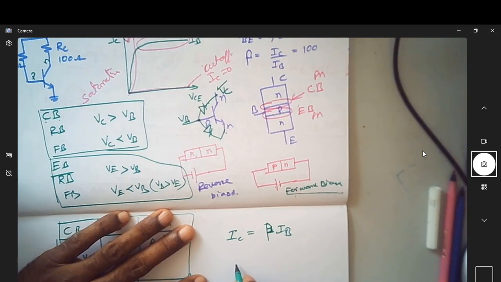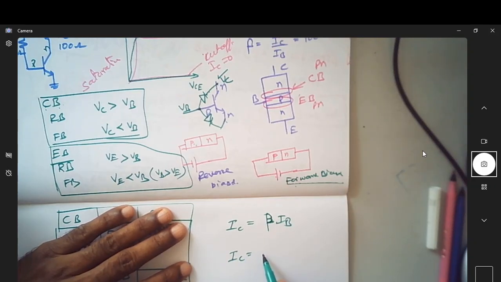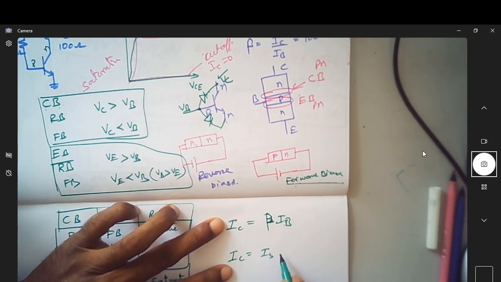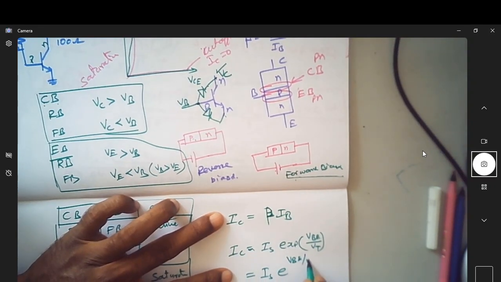And we also have one more expression for IC, collector current, in terms of VBE, that is IS into exponential VBE by VT. Of course, this is a slightly approximate equation. The exact equation is IS into e power VBE by Vt minus 1. So this is the exact equation.